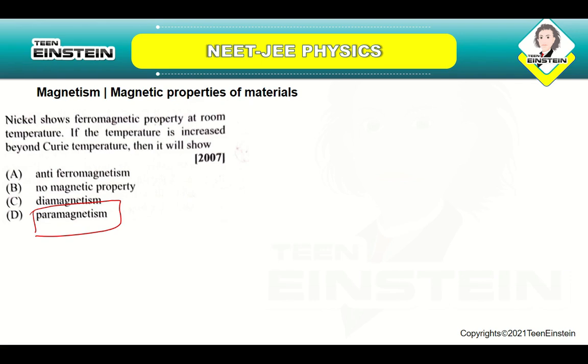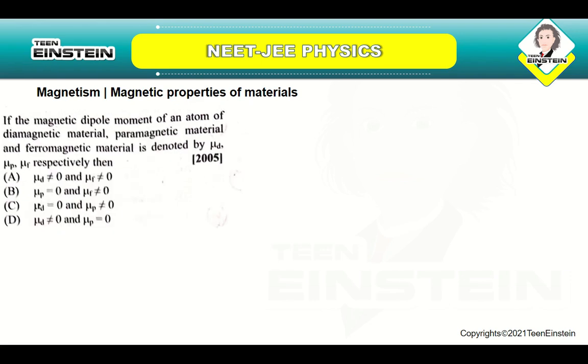Okay, let us move on to the next question. If the magnetic dipole moment of an atom of a diamagnetic material, paramagnetic material and ferromagnetic material is denoted by mu d, mu p and mu f respectively, then they have given you 4 options. Mu d is not equal to 0, mu f is not equal to 0, mu p equal to 0; mu f is not equal to 0, mu d equal to 0, mu p is not equal to 0; and mu d is not equal to 0 and mu p equal to 0. Okay. So here they have given you 4 options. And as I was saying about the spin of electrons.